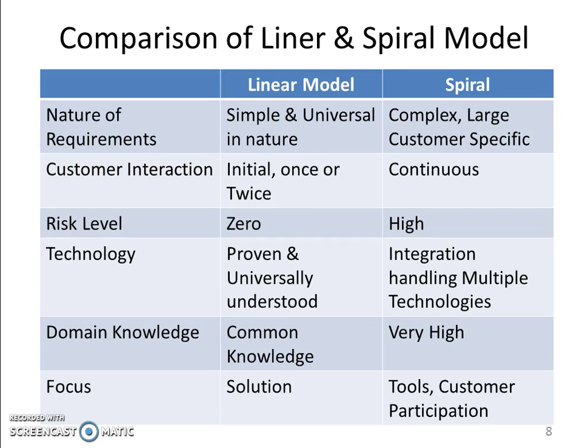If the customer interaction is happening once or twice or only at the initial stage, the linear model will be suggested. If the customer will be available for discussion and for suggestions throughout the development, the spiral model will be used. The linear model will have zero or very little risk of development. In the spiral model, the risk is very high. The reason is the technology in which the software will be used, or the domain knowledge which is not very clear or which is very specific, so the risk automatically will be higher in the spiral model.